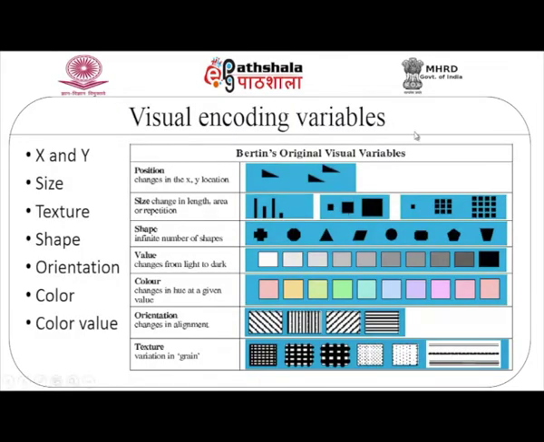So what are the various visual encoding principles? This chart is given by a person named Bertin. So it is Bertin's original visual variables.